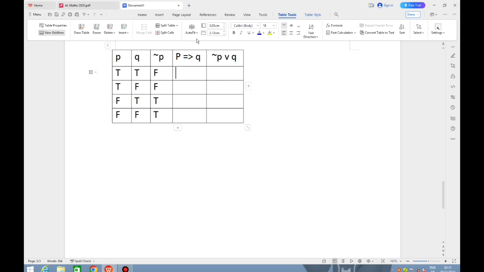Now moving on, we have P implies Q. When you say P implies Q, simply the conditions for this should be true. Either Q is true or P and Q are the same.